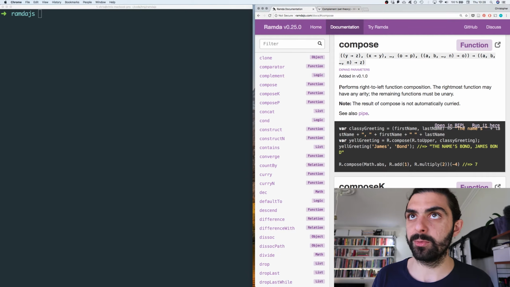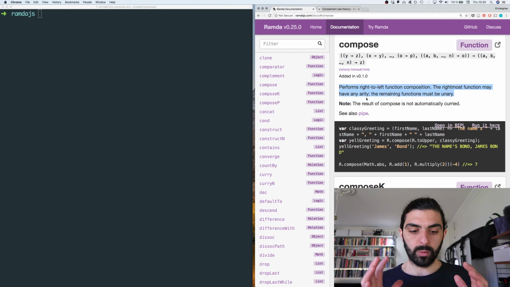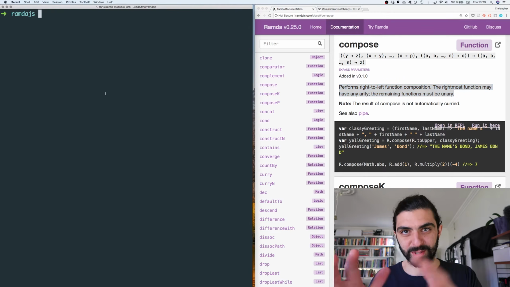As you can see here, if we read the definition of compose, the documentation says that compose performs right to left function composition. The rightmost function may have any arity, the remaining functions must be unary. So probably you already know this, and if you know this, you can probably skip this video.